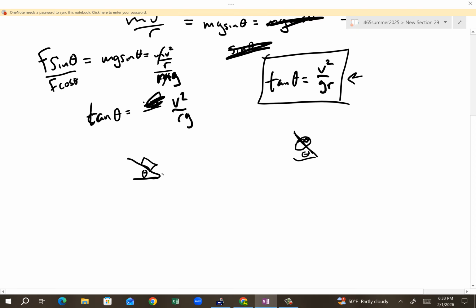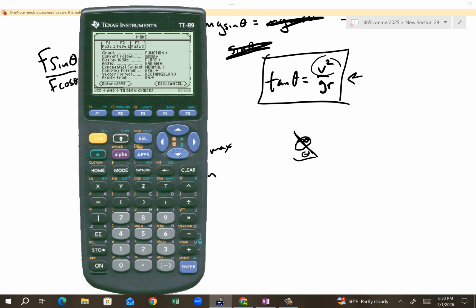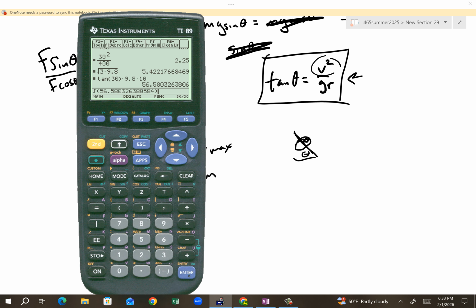Okay, so if the radius of the curvature was, I don't know, 10 meters, and this angle was 30 degrees, let's just say, what is the maximum velocity? Well, I need to take the tangent of 30. Make sure you're in degrees when you play this game. So the tangent of 30 times 9.8 times 10 meters, and then square root that. So about 7.5 meters a second.